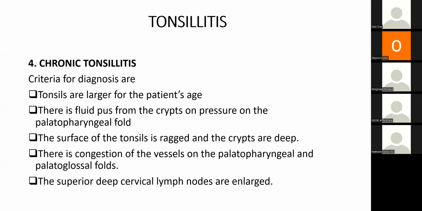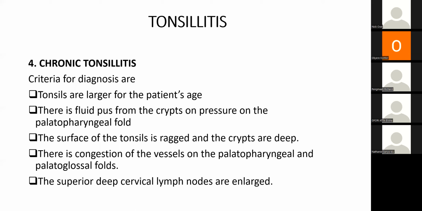And the surface of the tonsil is usually ragged, and the crypts are very deep. There's congestion of the vessels of the palatopharyngeal and palatoglossal folds. And the deep cervical lymph nodes are also enlarged. So these criteria are used when we want to make a diagnosis of chronic tonsillitis.